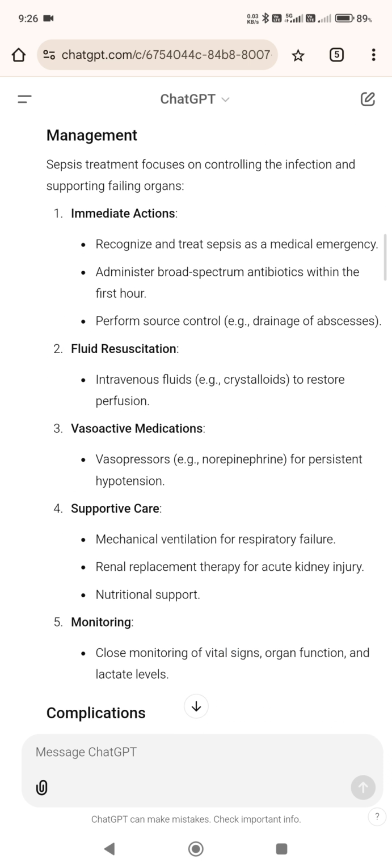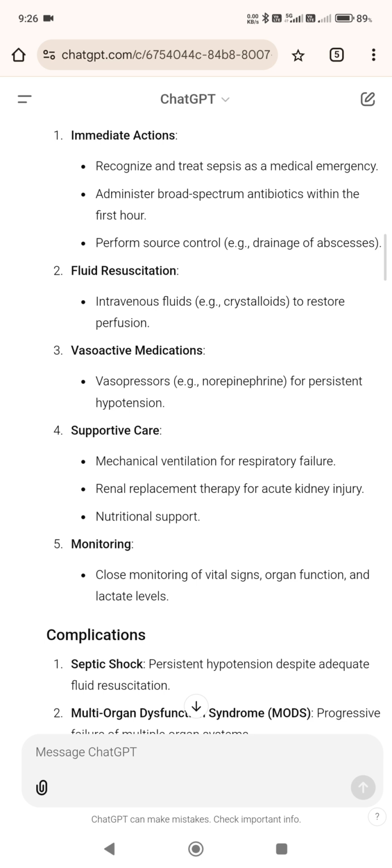Management. Sepsis treatment focuses on controlling the infection and supporting failing organs. 1. Immediate actions. Recognize and treat sepsis as a medical emergency. Administer broad-spectrum antibiotics within the first hour. Perform source control, e.g. drainage of abscesses.